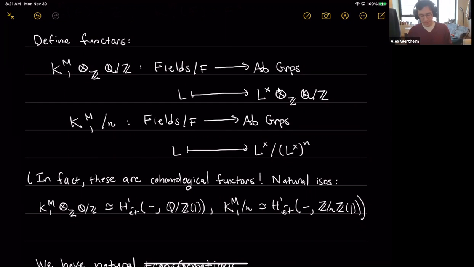And just as a remark, these functors do fit into the paradigm of the notion of cohomological invariants. I don't want to get into the weeds with defining the motivic complexes Q mod Z of 1 and Z mod nZ of 1, but I should mention for the sake of completeness that there is a cohomological interpretation of these functors.